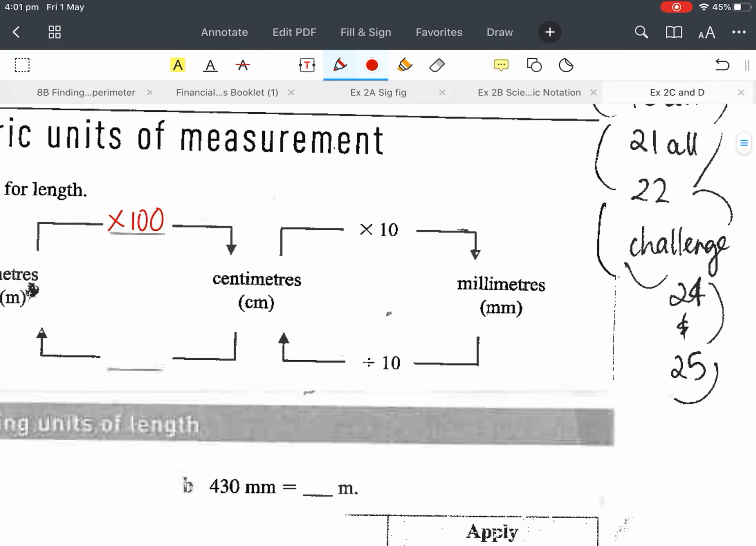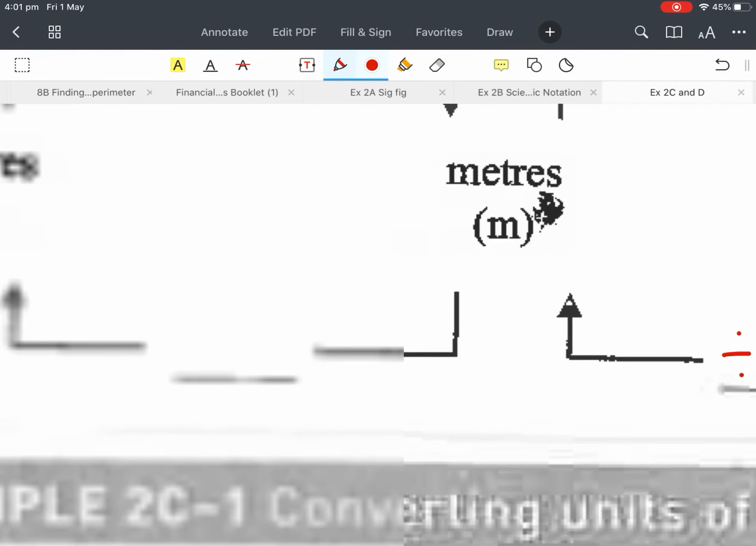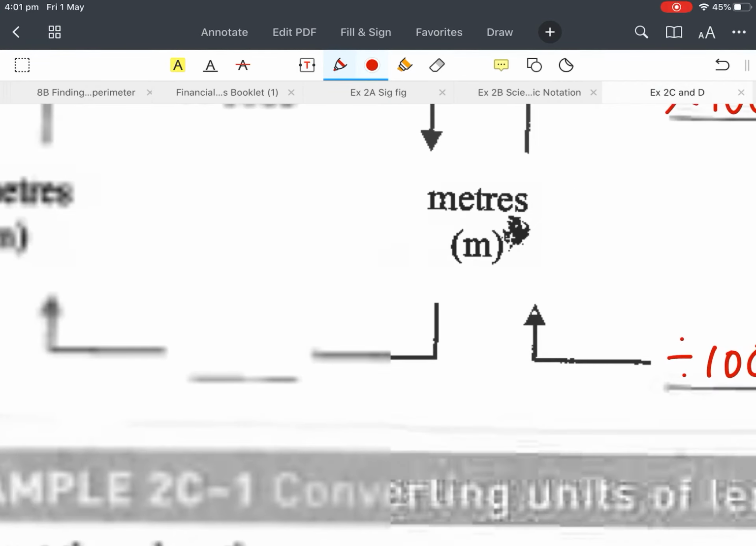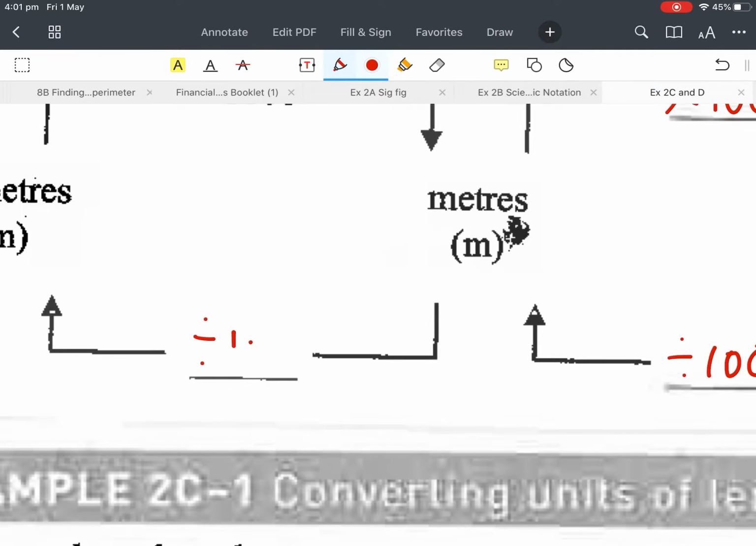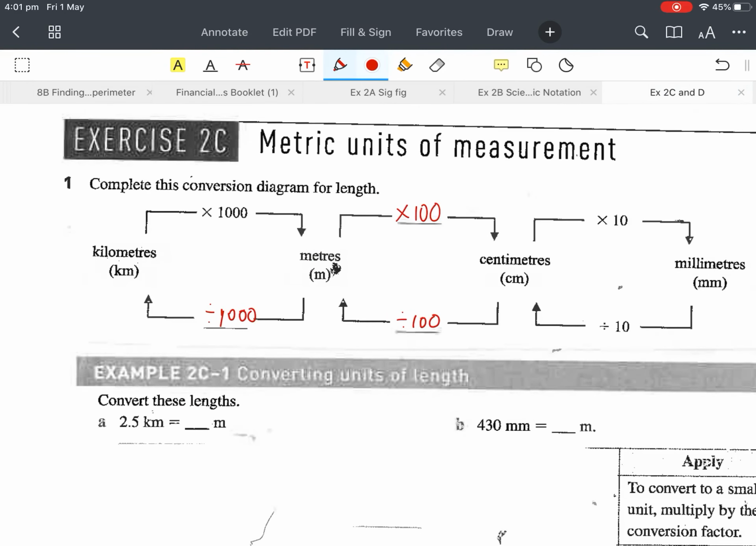So when you're going back the other way, we divide by 100 here, and divide by 1,000 here. All right, hopefully you already know that. So let's use that information to help us figure out these examples.